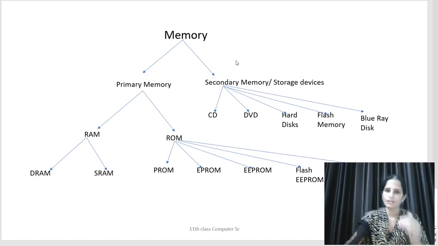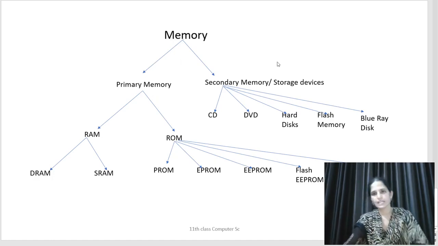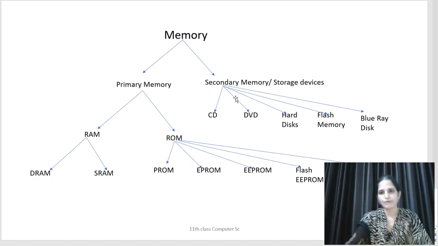Similarly, in a computer system, two types of memory are there: one is primary memory and the second is secondary memory. Secondary memory can also be called storage devices, and primary memory can also be called the main memory of your computer system. Primary memory can be divided into two parts: one is RAM and the second is ROM.